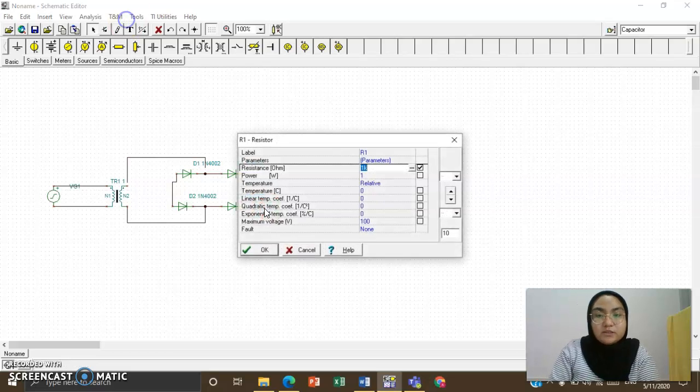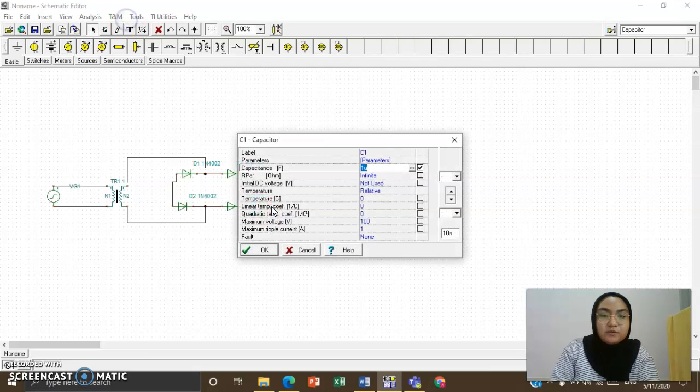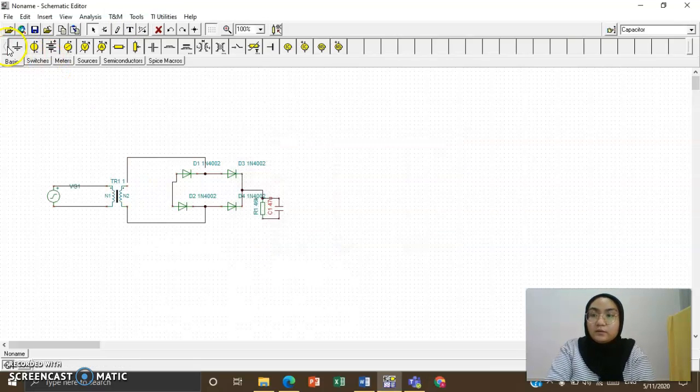Okay, and for the resistor value, I am required to use my matrix number. So my matrix number is N346, so 46 kilo ohm. And for the first value of the capacitor, I am required to use 47 mil. Okay. I put the ground here, another ground here, another ground here.